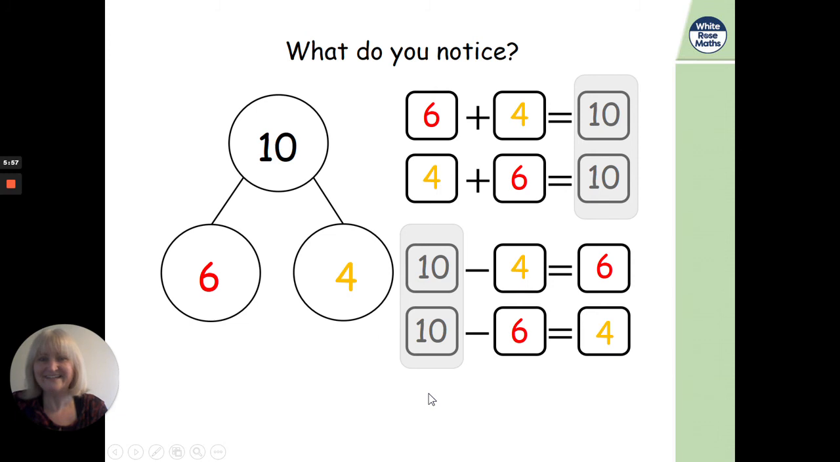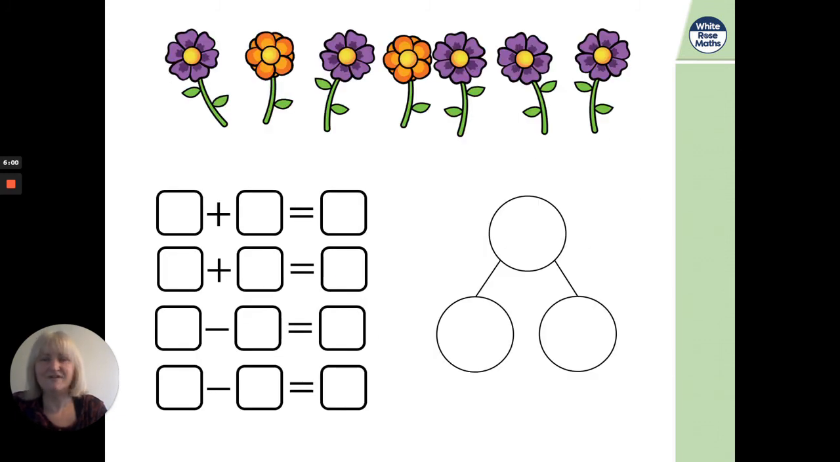Did you see that? Got some very pretty flowers. I can see some blue or purple ones and some orange ones. I'm going to count the blue ones first. 1, 2, 3, 4. I can see 5. 2 orange and 5 blue. And altogether, I know that 5 and 2 more is 5, 6, 7. There's the whole number.